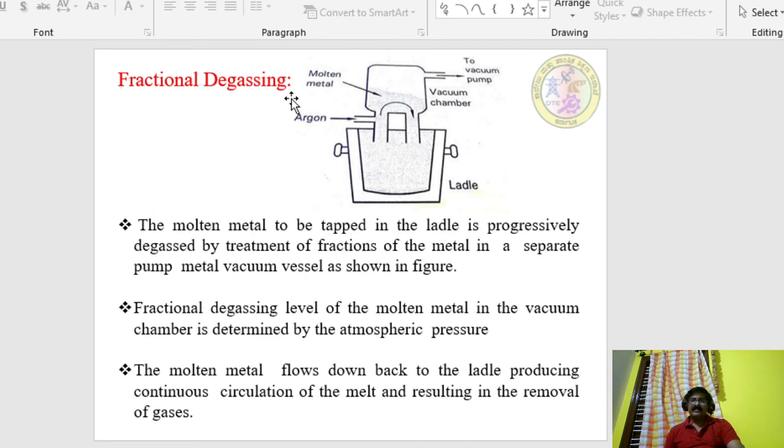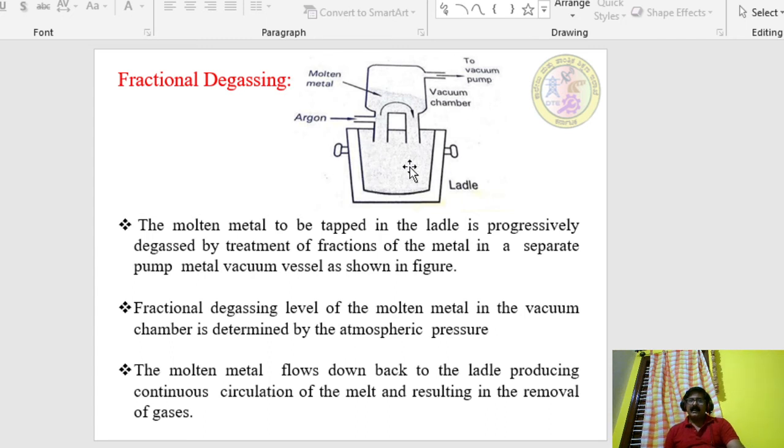Next is fractional degassing. This method is compared to an earlier method, the stream droplet method, which is quite a complicated one. But generally, inert gases are used. You can see the inert gas supply here, and this is the molten metal which has been kept here, and another connection diagonally opposite, on the upper portion, is connected to a vacuum pump.